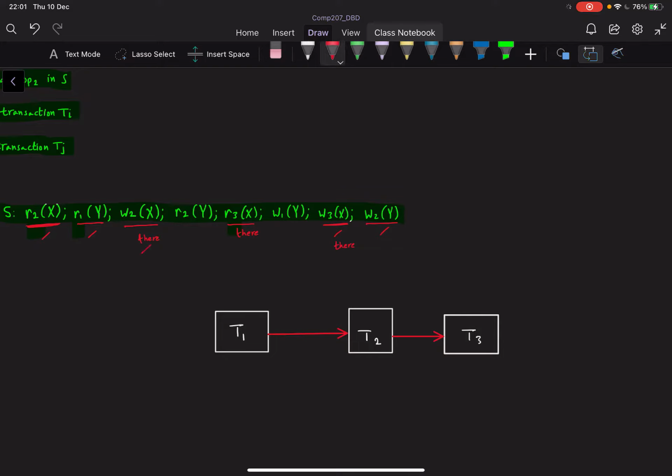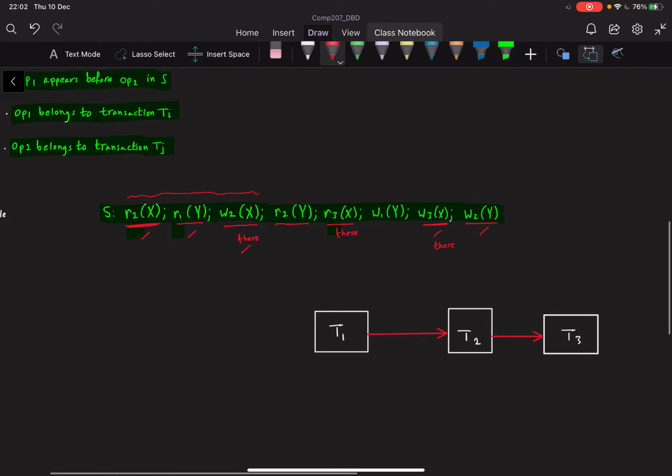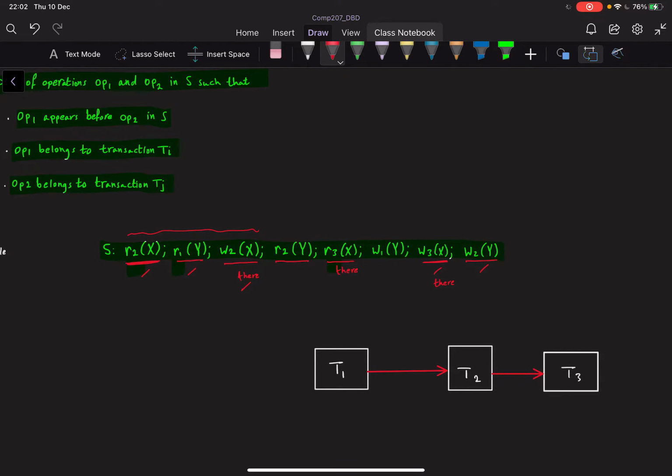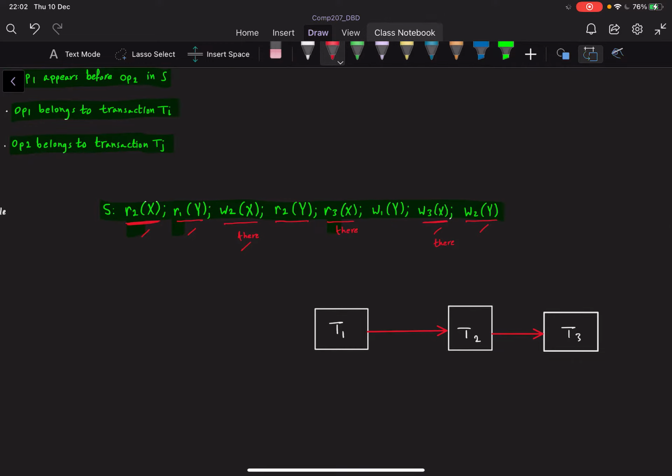So what do we do then? We go to this. We are now comparing Y. Okay, so let's compare Y. We compare it again with... why don't we compare it with these, you think? We don't compare it with these because we have to say operation 1 appears before operation 2 in S. This is why we don't compare it with these. So we start the comparison. Of course, this is not accurate, but for the video, I guess it makes sense.